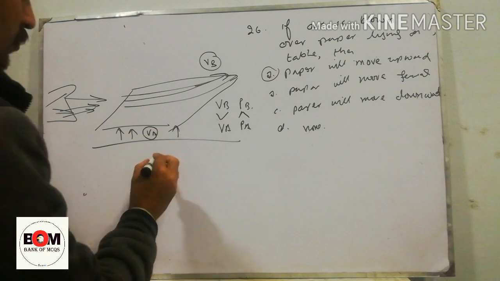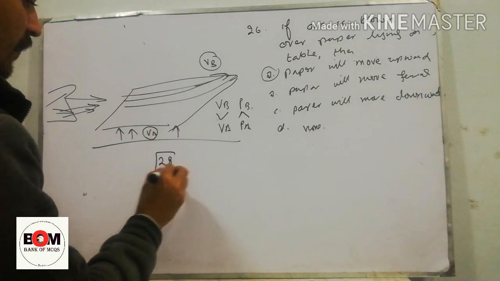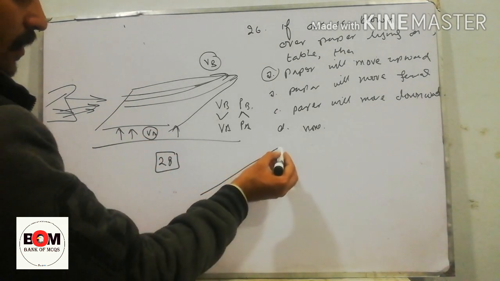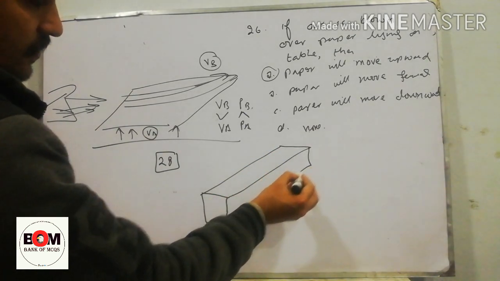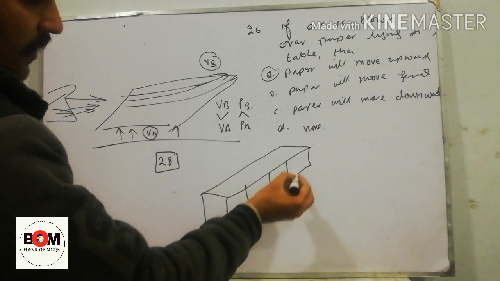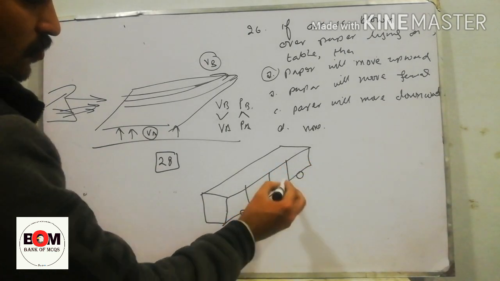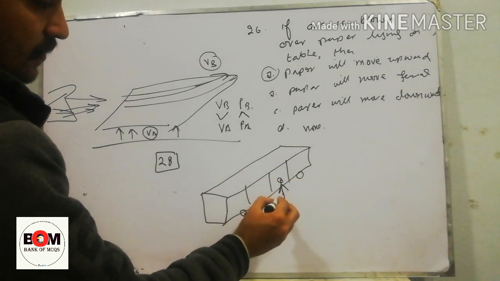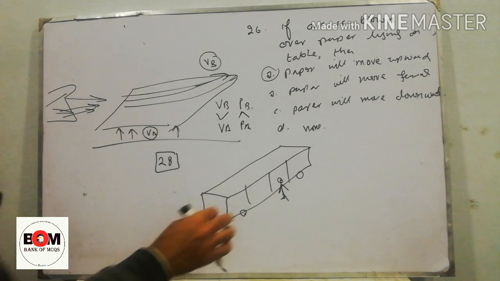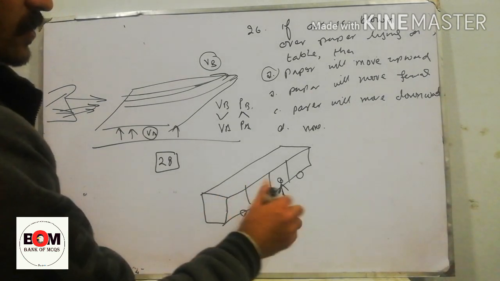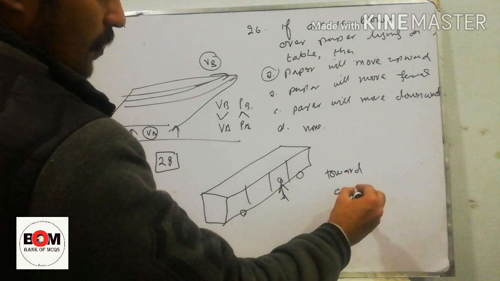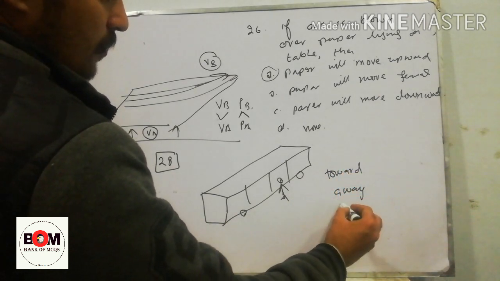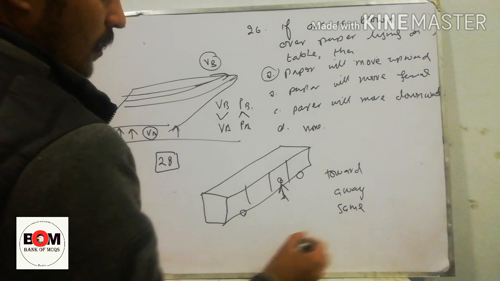Now MCQ number 28 is: if you are standing on the side of a train and the train or truck is moving, and you are standing beside the train, then what will happen? You will move towards the train, or you will move away from the train, or you will remain in the same position, or what will happen?